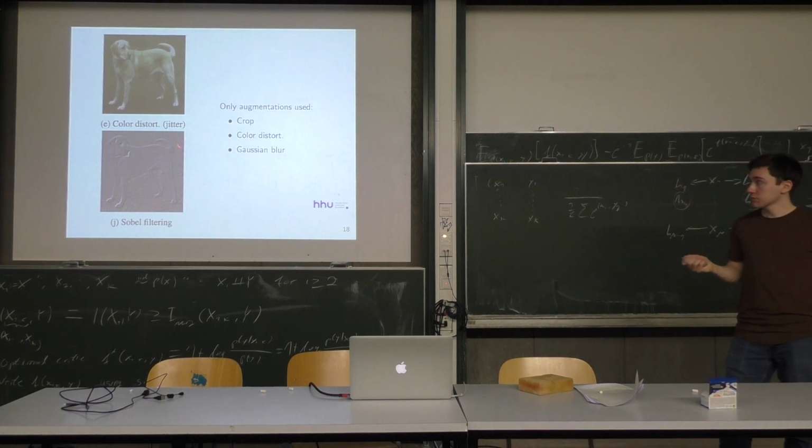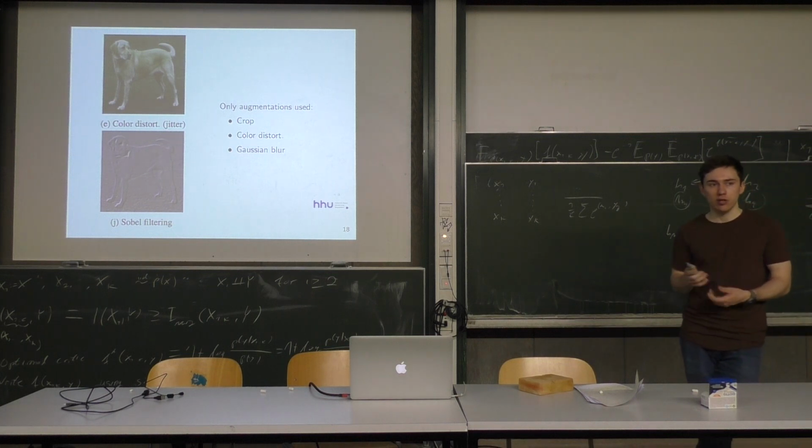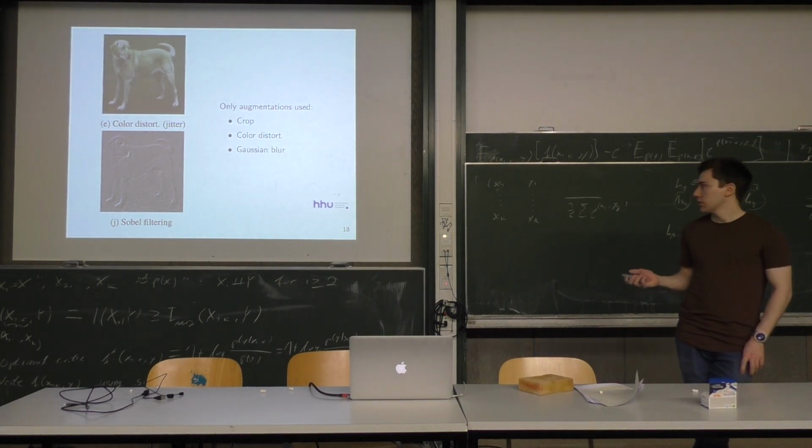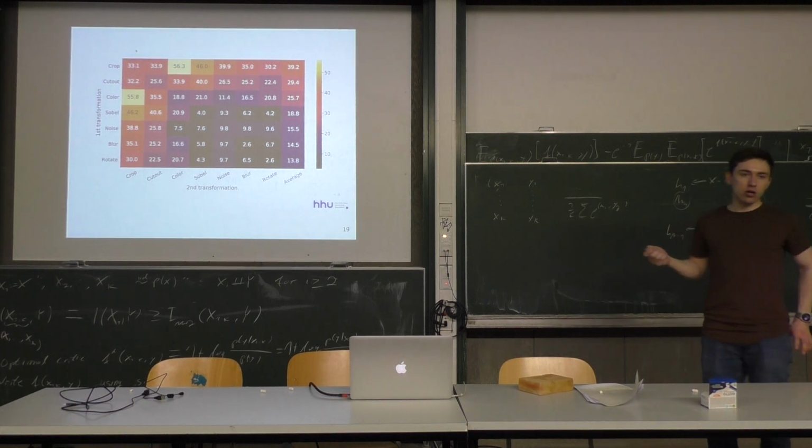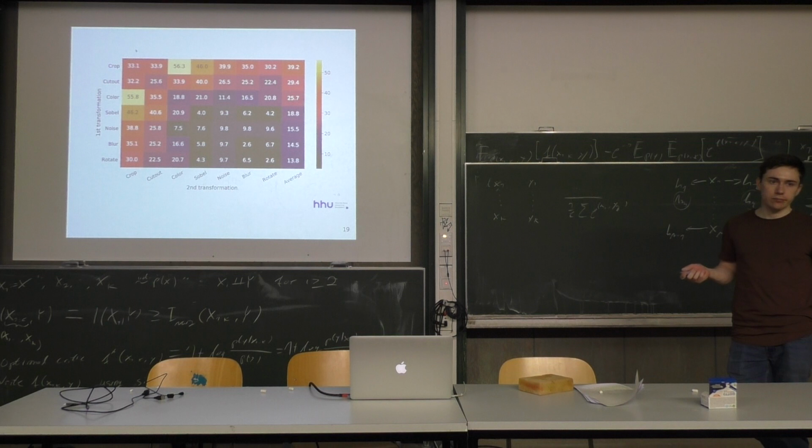But the only augmentations that they actually use are crop, color distortion, and Gaussian blur, because they work the best. So in the exercise this week, we'll also play around with different augmentations to see which work and which don't. They did a big ablation study with all combinations of the augmentations.